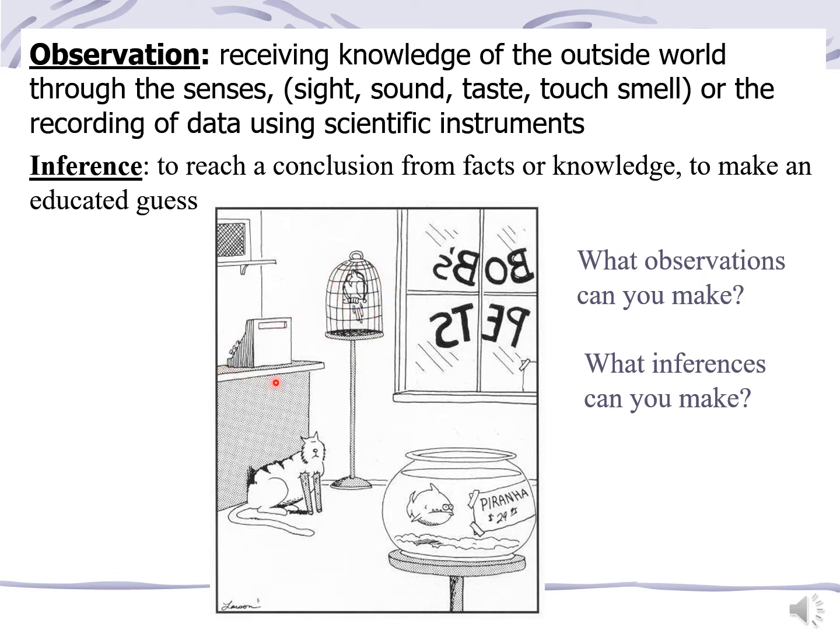We can observe that there looks to be an old style checkout machine. There's a counter here, obviously. There's a window with some writing on it. The writing looks to be reversed, as in, and we'll get to inference in a bit, but it appears the writing is backwards. There's a bowl of water here with a fish in it, and there's a sign on the bowl that says piranha for, what's that, almost $30, $29.95. And there's a cat here.